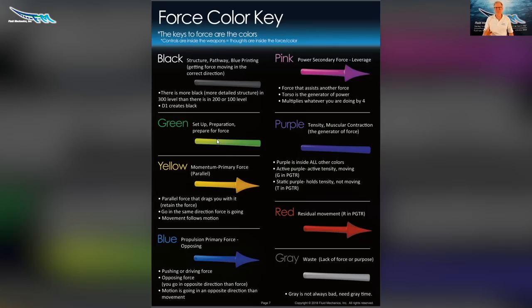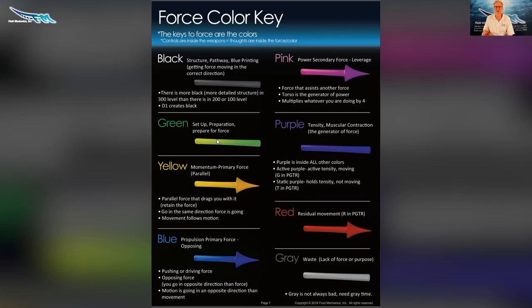Now, purple is tensity. Tensity is your muscular contraction. Purple is the generator of force. It's inside all the other colors. So to make yellow, you need purple, the contraction of that muscle to cause that. We have both static and active purple. Static means it's holding it so it doesn't move, so nobody could move it. Active is you trying to move something, and you causing that would be active purple.